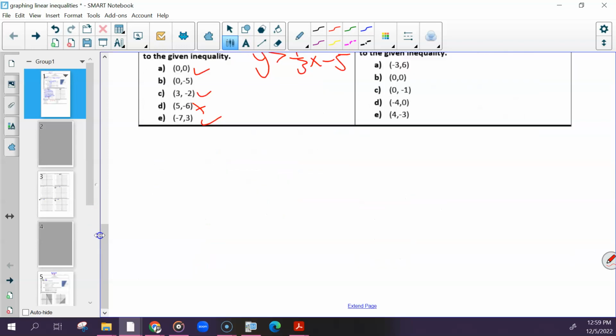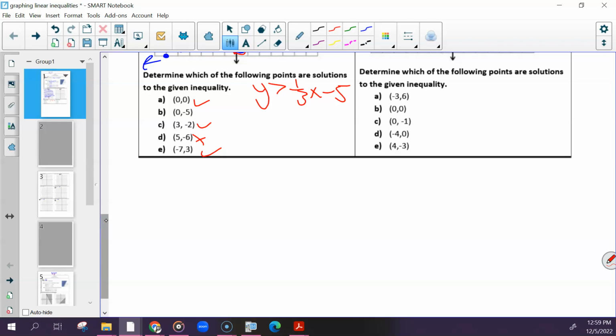So I have my inequality here. I'm going to take that ordered pair and put it in there. So -5 is greater than 1/3 times 0 minus 5. This would just become 0, so -5 is greater than -5. Is this a true statement? No. If it said equal to, then yes, but because it doesn't say equal to, it's not a true statement. So that's not a solution.